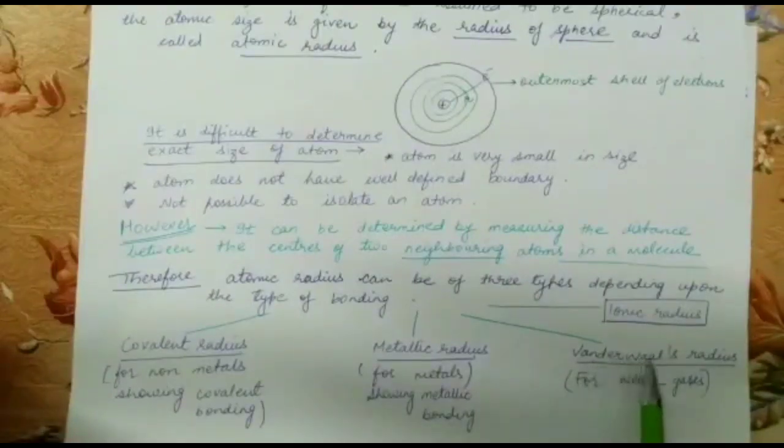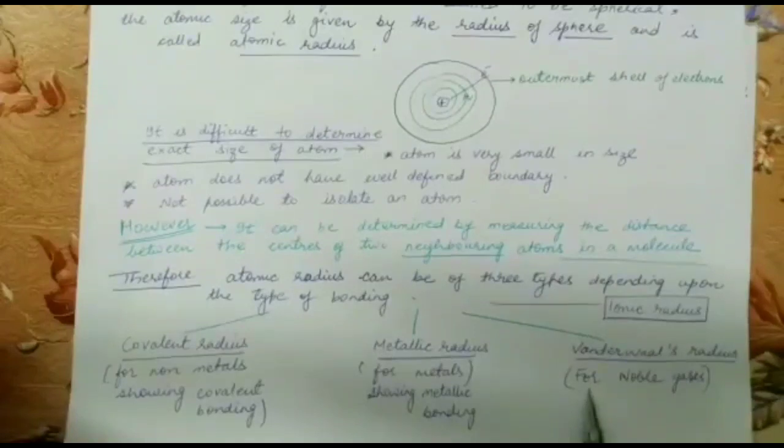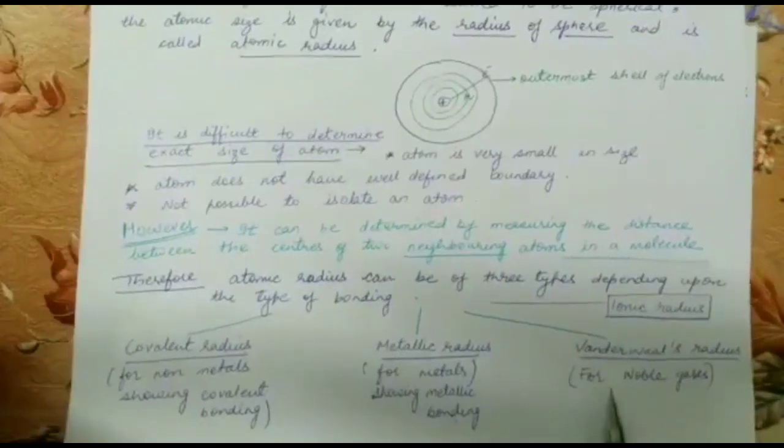Now third is van der Waals radius. This we calculate for noble gases. Since noble gases do not make any kind of bond, they exist as monoatomic only. There was a scientist, van der Waals. He first of all said that although noble gases do not make any kind of bond, there are still some weak forces of attraction which operate between the atoms of noble gases, and he called them van der Waals forces. So for noble gases we are going to measure van der Waals radius.